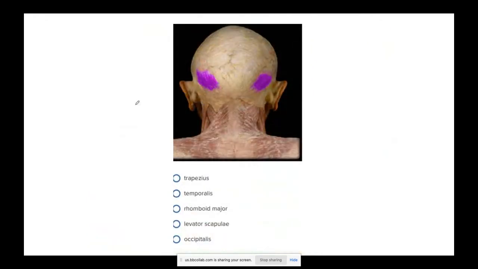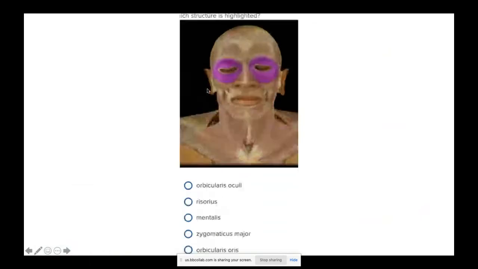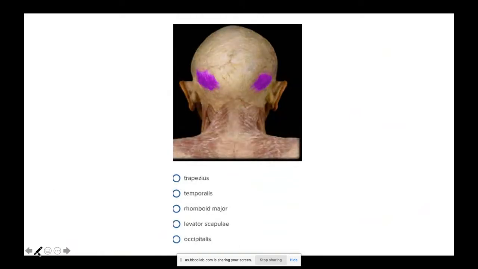All right, so now it takes us to the back of the head. Now let's take a look at some of the choices and see if we can figure this out. All right, so trapezius. This looks a little bit too small. Well, let me go back here, see if I can put on the pen again. So this looks a little bit too small here and here for the trapezius. We can cross that out. Temporalis, I think we can cross that out because we're looking at the back.